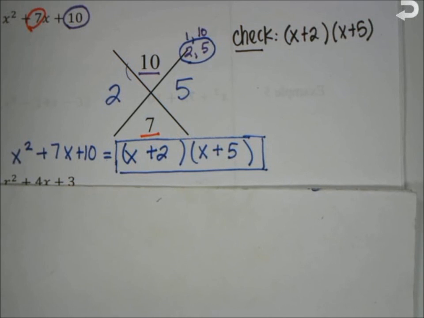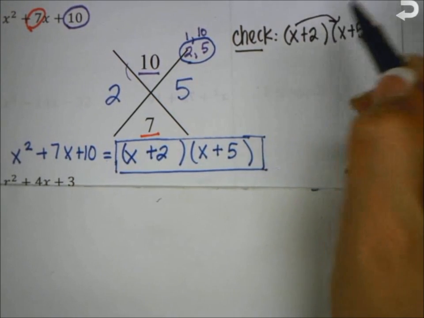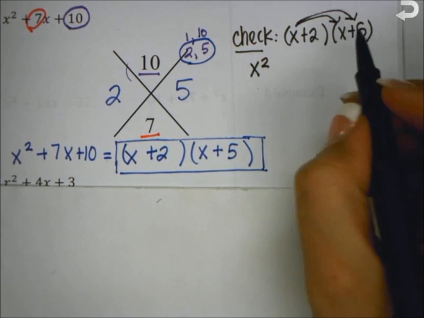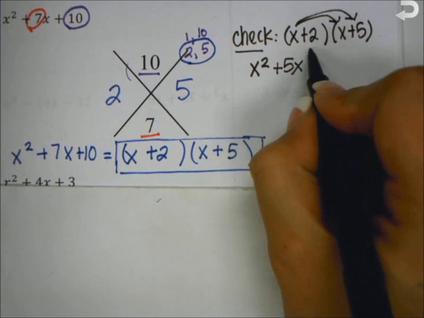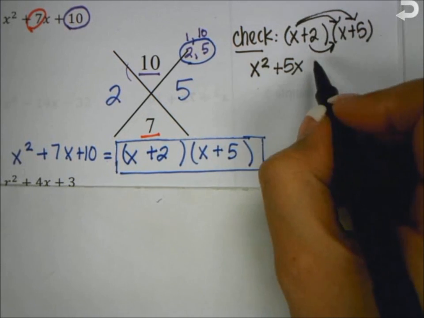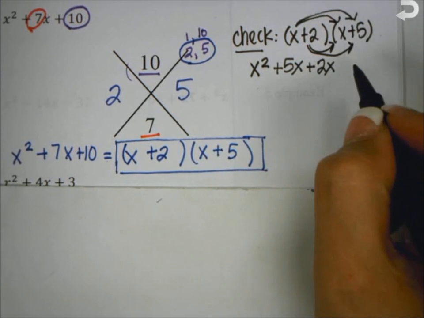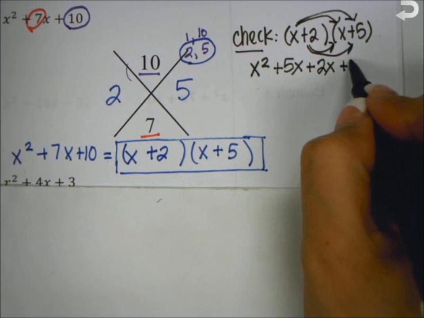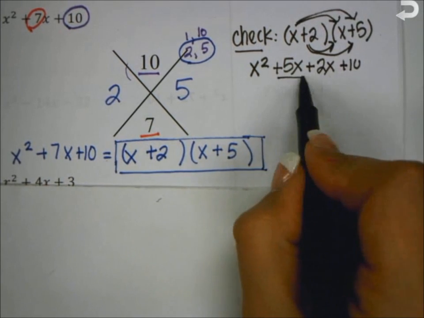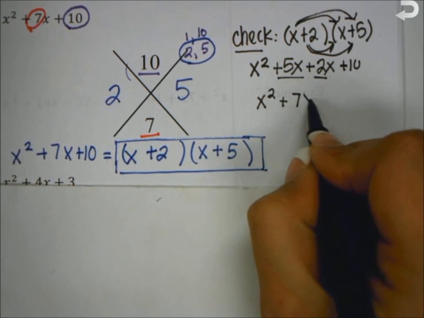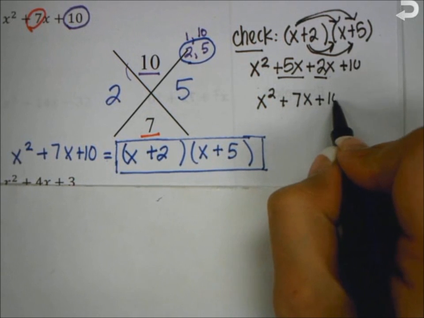X times x gives me x squared. X times positive 5 is plus 5x. Positive 2 times x is plus 2x. And 2 times 5 is plus 10. I combine like terms, so I get x squared plus 7x plus 10. Is that where I started? That's my original problem, right? So I factored correctly. You must always check your answer.